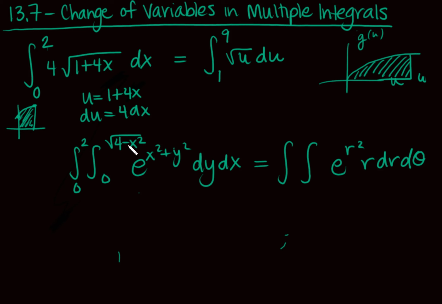And what is this? This is a semicircle of radius 2. So r is going to go from 0 to 2. x is just going from 0 to 2, so theta will just be that first part, 0 to pi over 2. So we've actually done transformations of variables before. We just are going to get a little bit more crazy with them now.